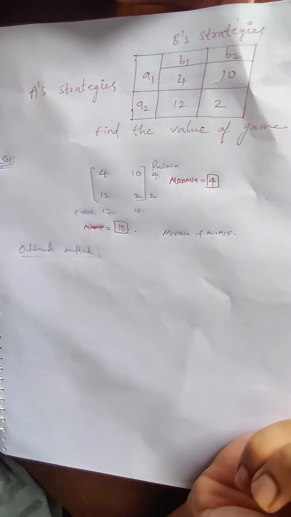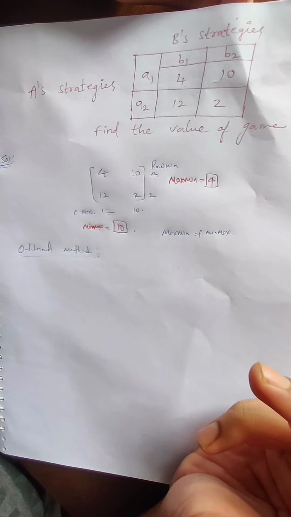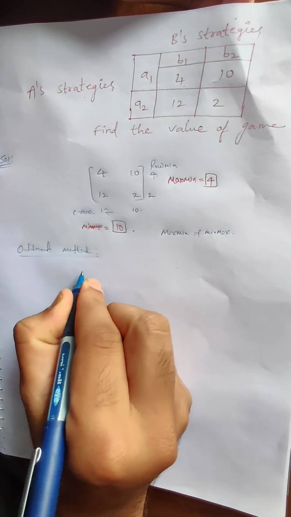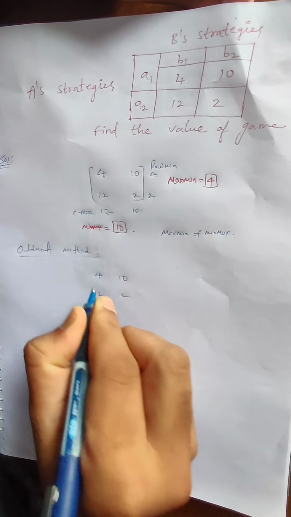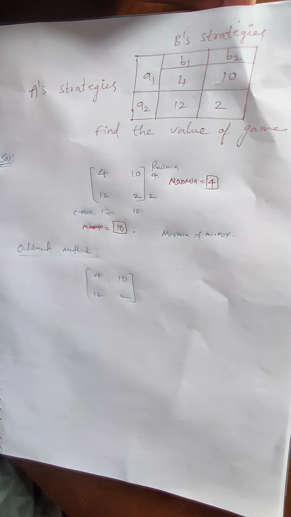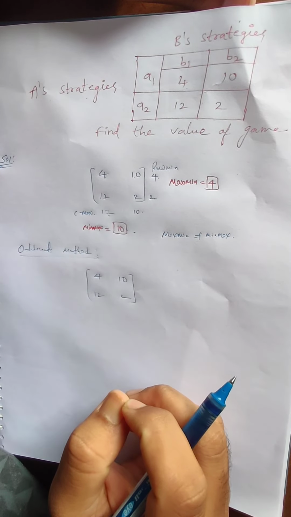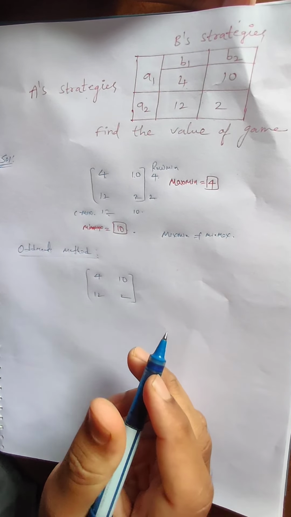We have different sets of formulas to find the value of game, but in today's solution I will explain the oddments method followed by the formula method. In the oddments method, take the same matrix 4, 10, 12 and 2, for which we need to calculate the oddments. Usually we find the oddments by using a formula, but orally, just observe how we are going to take the oddments.